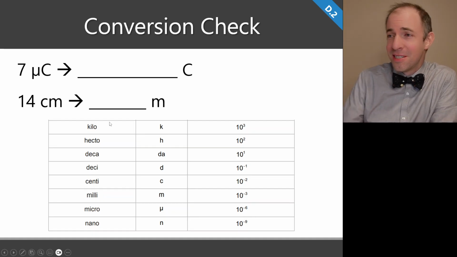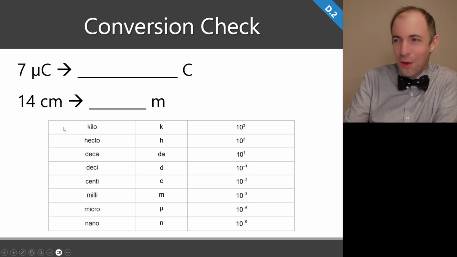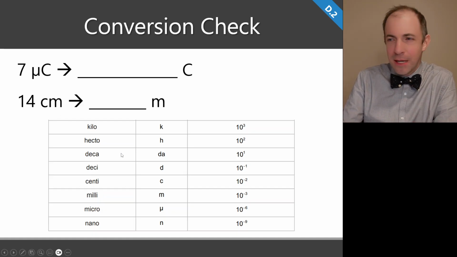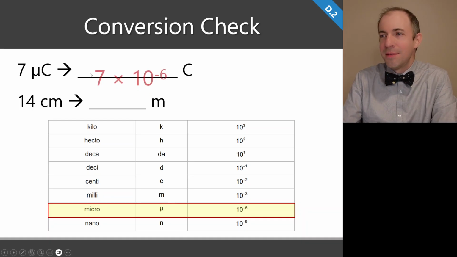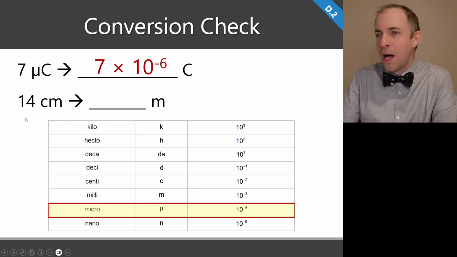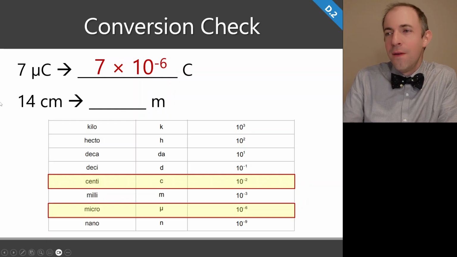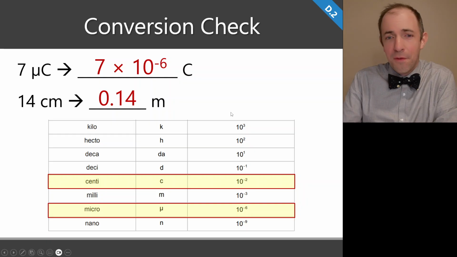All right, like I mentioned, typically in this equation, you will not be seeing coulombs and meters, and you have to convert it into that. So if I have 7 microcoulombs, I find micro is 10 to the minus 6th. So in coulombs, it's 7 times 10 to the minus 6 coulombs. If I have 14 centimeters, centi is 10 to the minus 2. 14 times 10 to the minus 2 ends up being 0.14 meters.